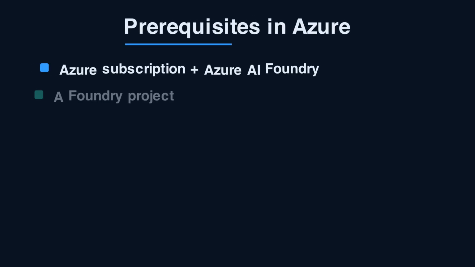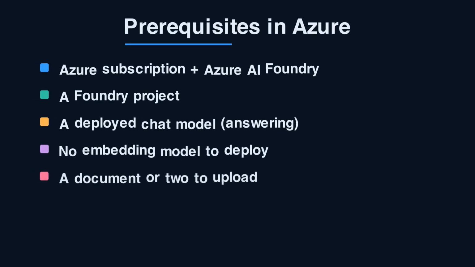Prerequisites are the same baseline as any agent. You need an Azure subscription with Azure AI Foundry, a Foundry project, and a deployed chat model such as GPT-4o Mini for the answering. You do not need to deploy an embedding model yourself. The file search tool provides the embeddings. And you will want a document or two to upload, a markdown file, a PDF, a text file, anything with the knowledge you want the agent to use. If you have got the chat playground working, you are ready to add retrieval.